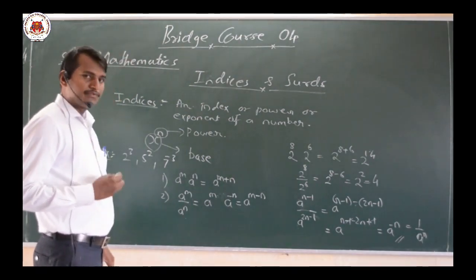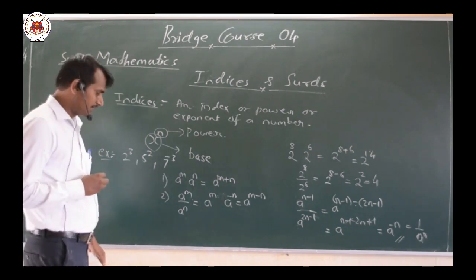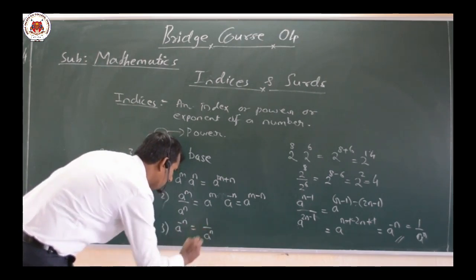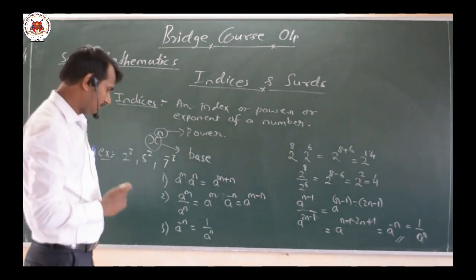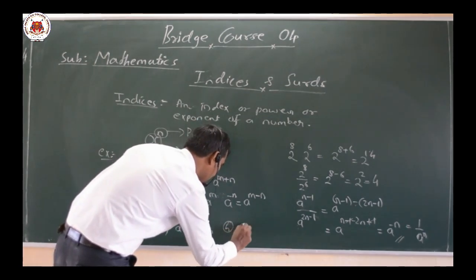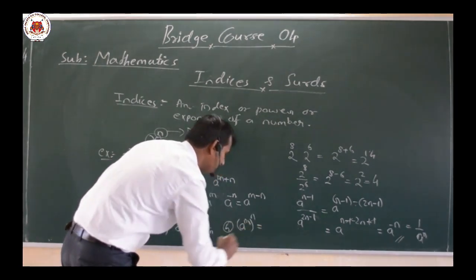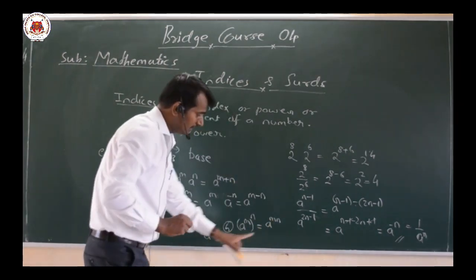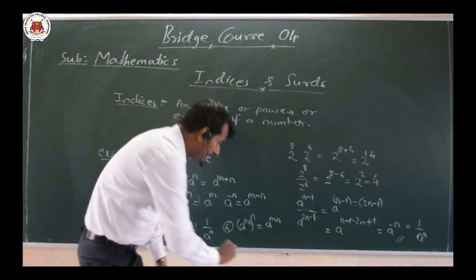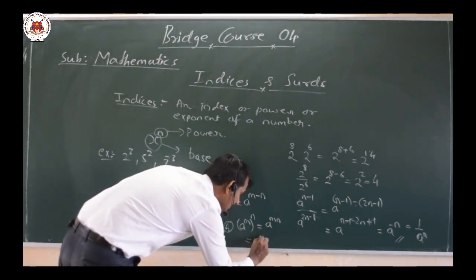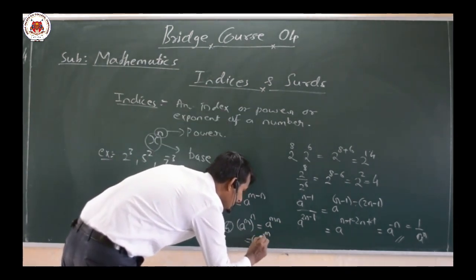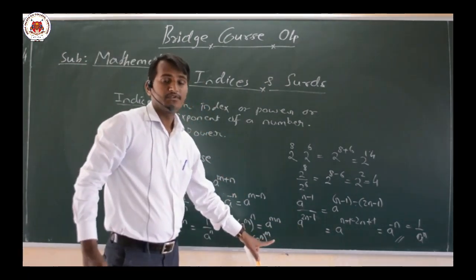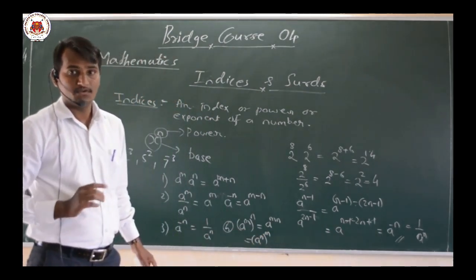Now, what are the different properties of this particular indices? For example, the third one, a raised to minus n, the value will be 1 divided by a to the power of n. These things you already know. And the fourth one, very important: a raised to m, whole to the power of n, I can write as a raised to mn. I am multiplying here, and in turn I can also write it as a raised to n, whole to the power of m. Very simple and powerful.